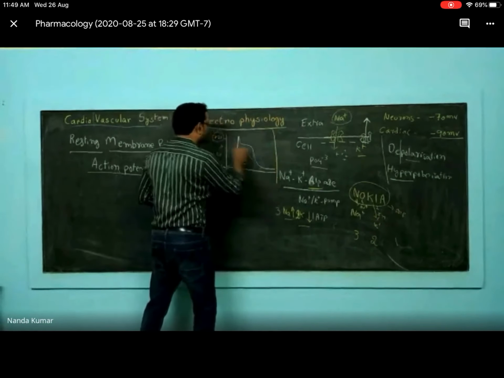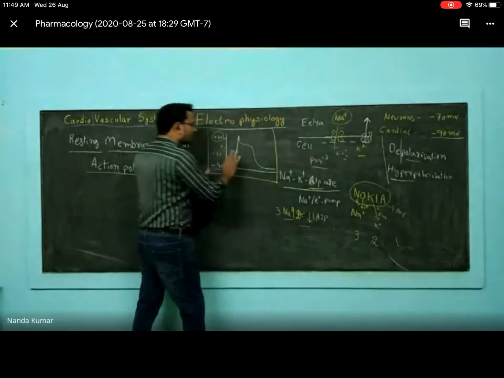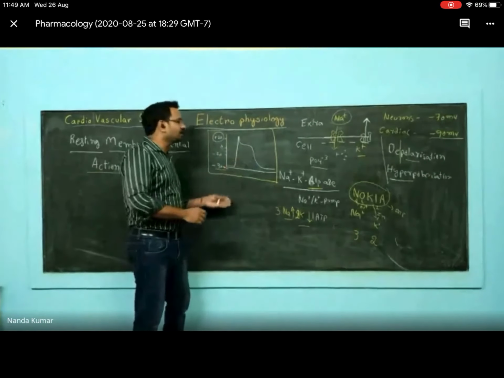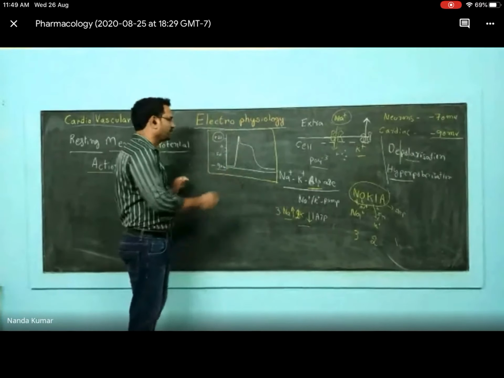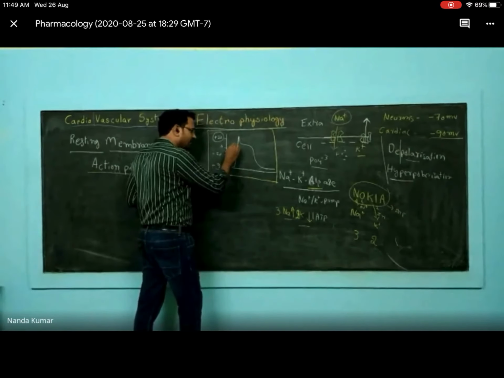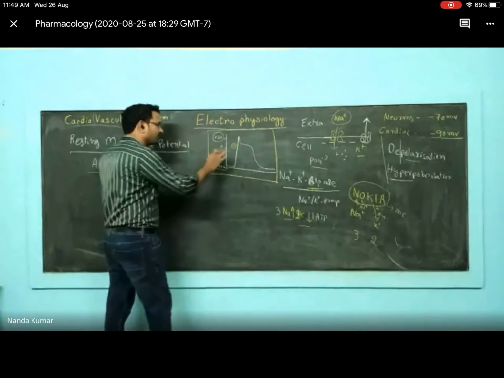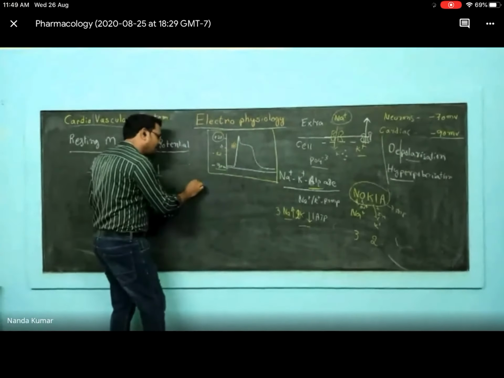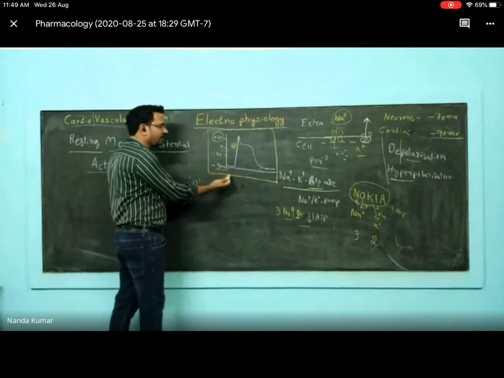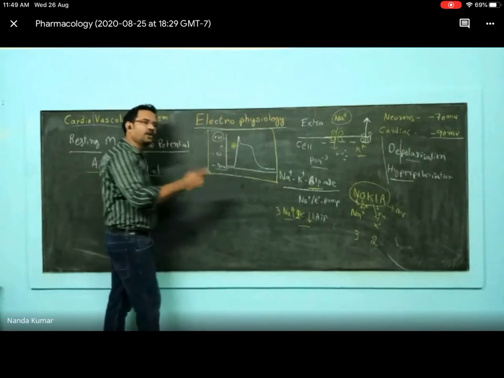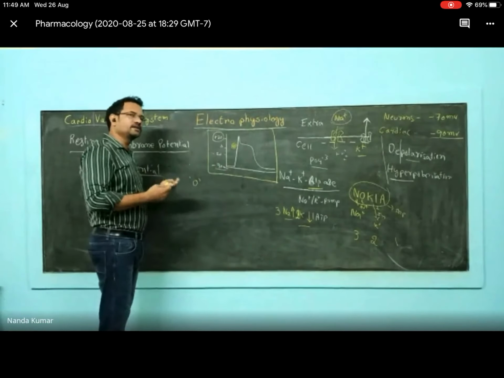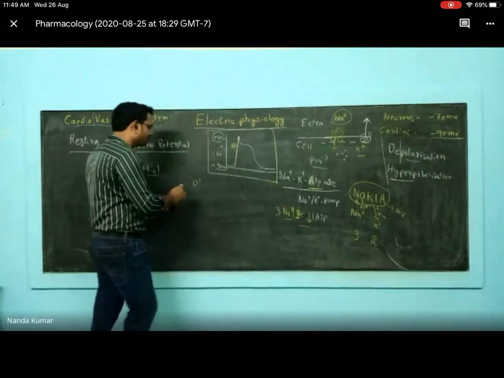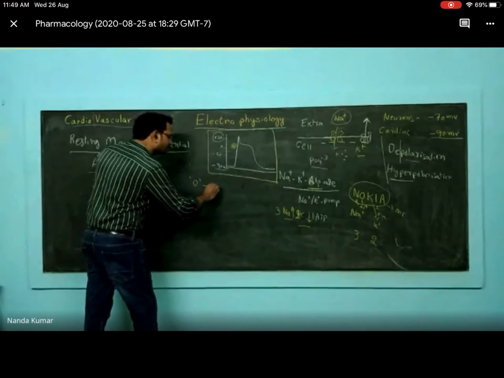There are certain phases. See, this is how a typical action potential of a cardiac cell looks like. It has got various phases. We'll see one by one. The first spike is known as the zero phase. Now, in this zero phase, what happens is the potential from negative is rising to positive potential. Why is it rising to positive potential? Because of sodium entry.